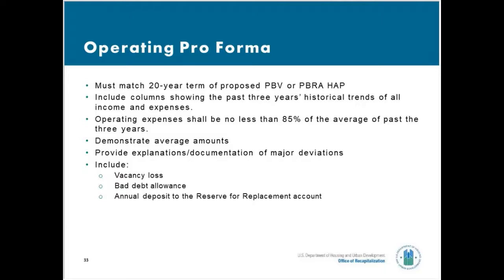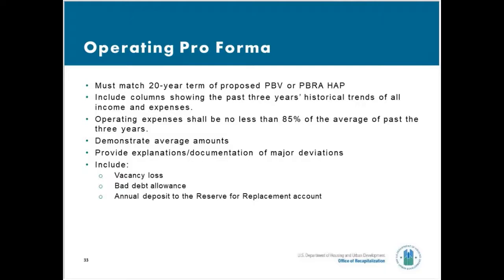And also with the operating pro forma, you want to include the vacancy loss, which I believe is 2%. And then you also want to include a bad debt allowance in the operating pro forma, which is at 3%. And then also annual deposits for the reserve for replacement account.